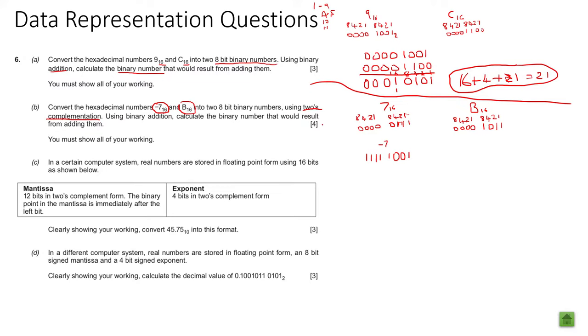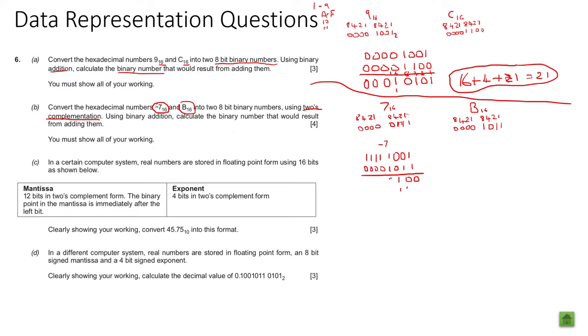Binary addition, calculate the binary number. So you get 1 mark if the binary number is correct at the end, and you get 1 mark for the correct addition. So now I'll take this 8-bit number and add. Binary addition, 1 plus 1 is 0, carry the 1. If you don't put your carry bits, you're going to lose a mark. So please do not be silly, put your carry bits. 0, 1, and 1 is 0, carry the 1. 0, 0, and 1 is just 1.